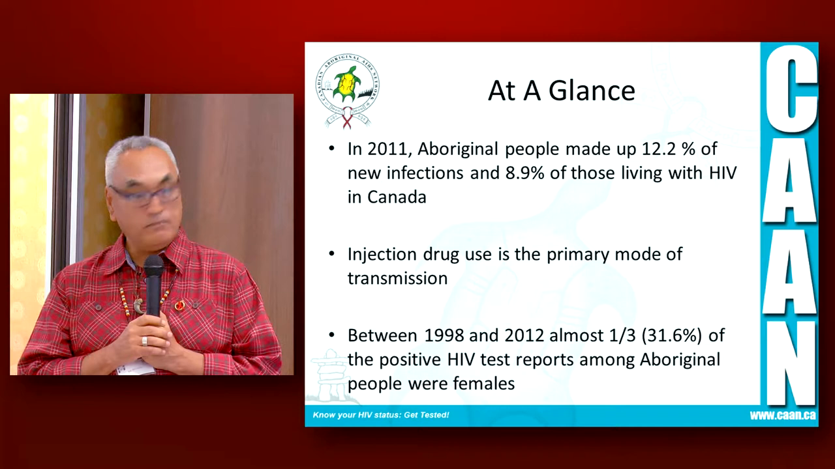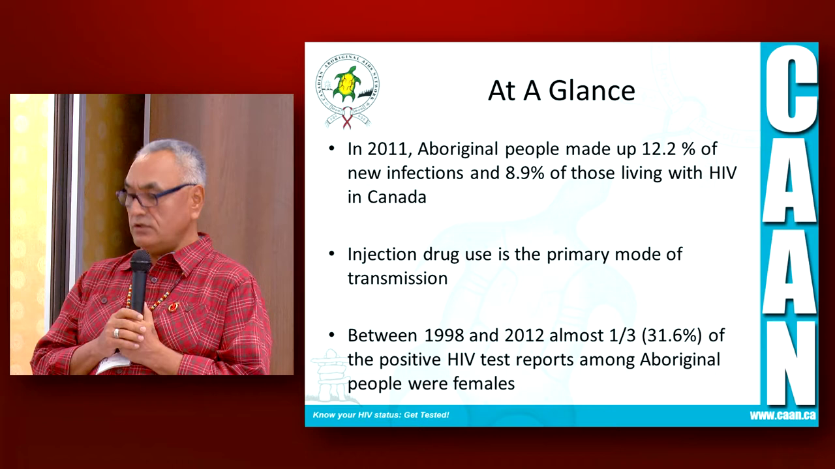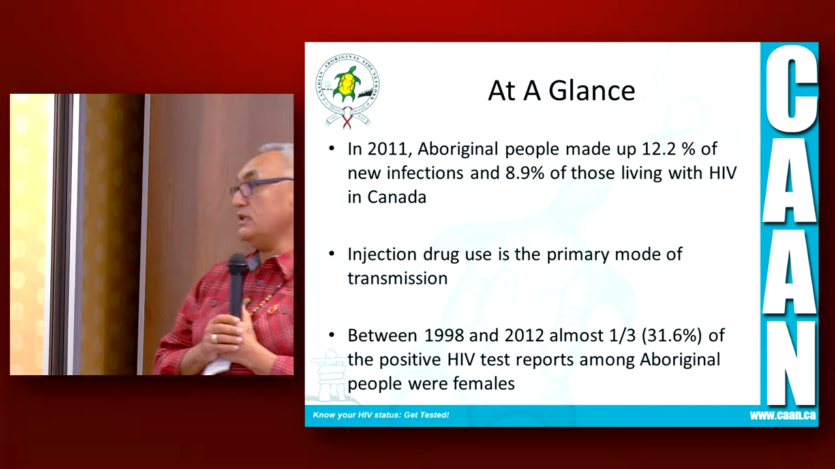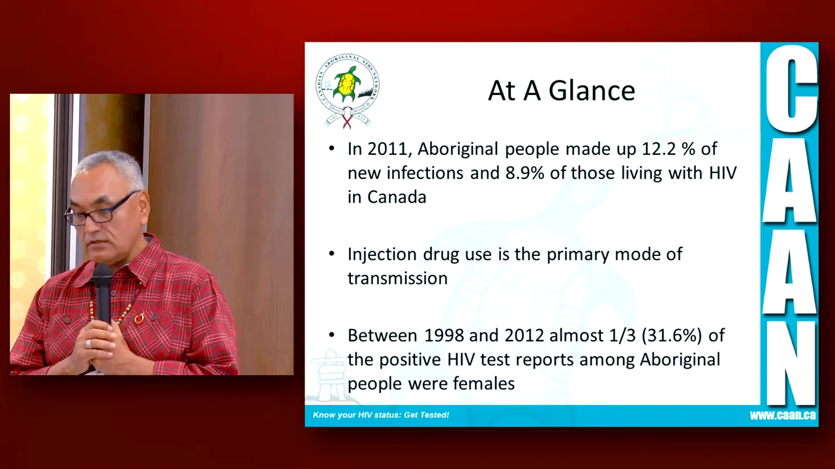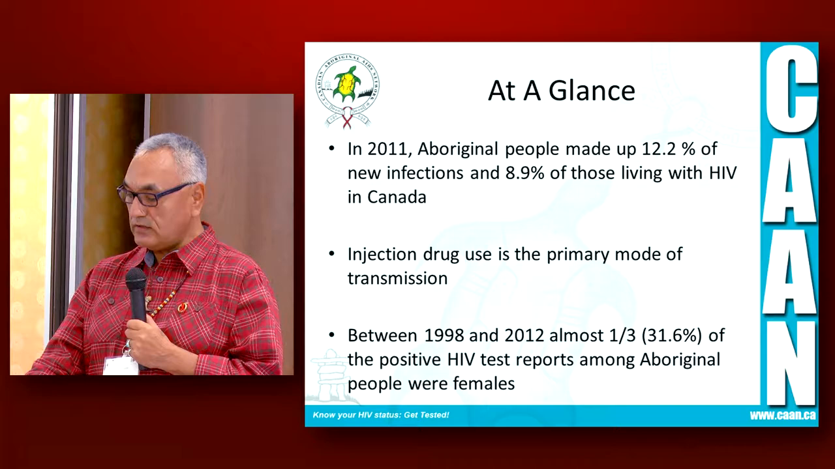The estimated proportion of new HIV infections in 2011 attributed to injection drug use exposure was much higher among Aboriginal people, which is about 58.1%, than among all Canadians, which was at 13.7%. HIV has a significant impact on Aboriginal females. Between 1998 and 2012, nearly half, or 47.3%, of all positive HIV test reports among Aboriginal people were females, compared with 20.1% of reports for people from other ethnicities.